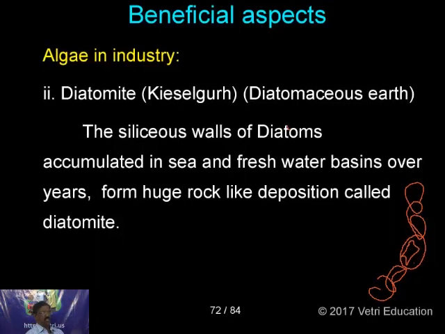Next is diatomite. Diatomite is also called kieselguhr, also called diatomaceous earth. Generally the diatoms are a group you can find in algae. These have siliceous walls, silica walls, and a number of diatoms die and settle in the basins of rivers and seas years together. So they accumulate in the sea and freshwater basins over years and form a huge deposit, just like earth, and they may be cut into pieces and you can use them in different ways.